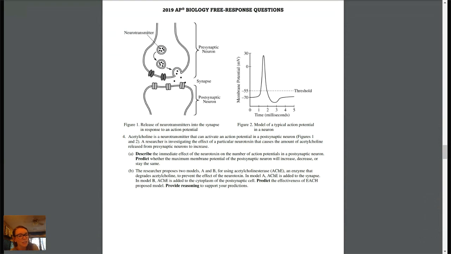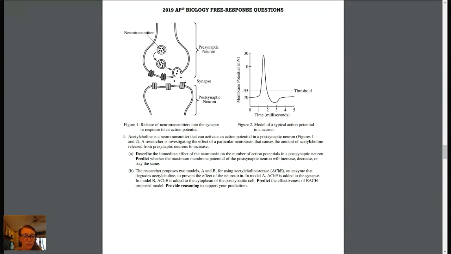Then it says predict whether the maximum membrane potential of the postsynaptic neuron will increase, decrease, or stay the same. Maximum membrane potential does not change, so that's going to stay the same. That doesn't change no matter what. They show it as 30 here. Sometimes it's shown as 40, but it doesn't matter how many action potentials you have. The maximum membrane potential is always going to stay the same. And that's just a nervous system fact.